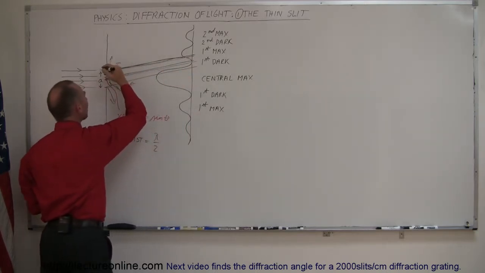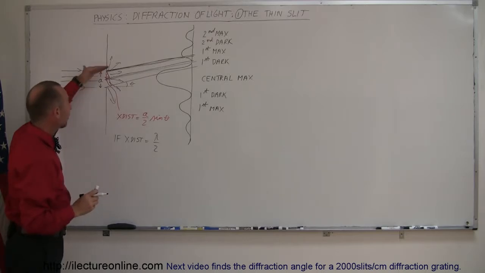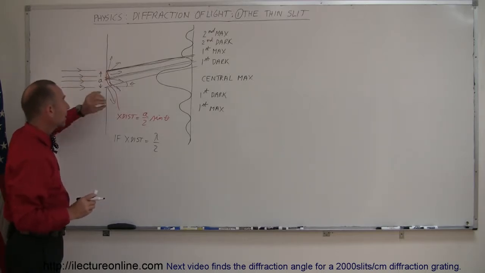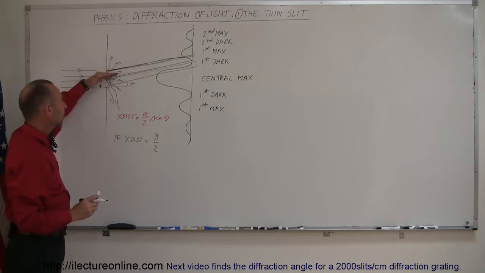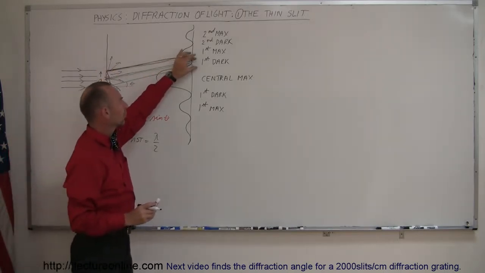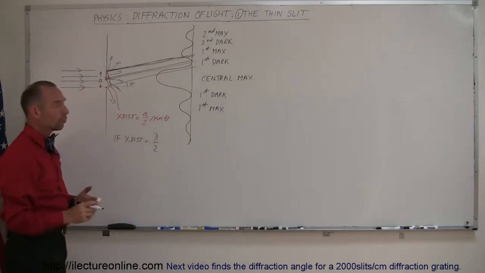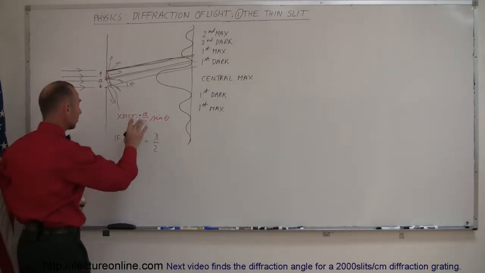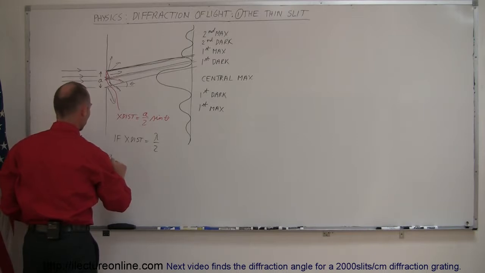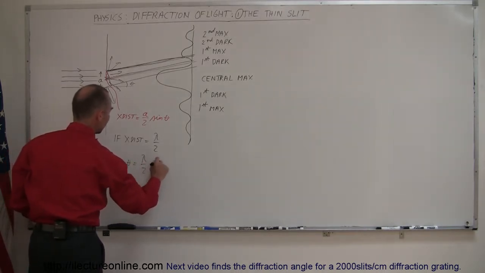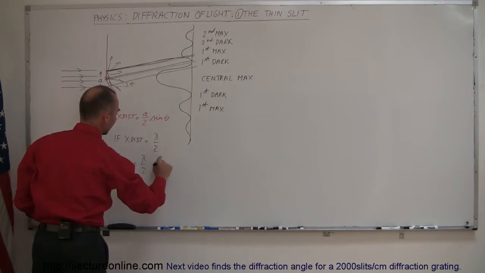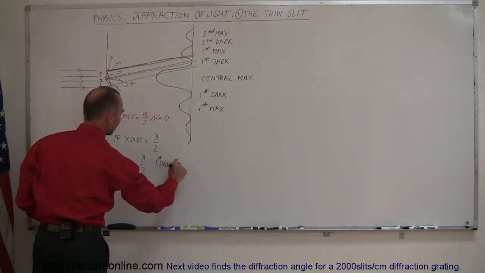You can see that every ray in the top half of the beam has a corresponding ray in the bottom half of the beam that will be exactly half a wavelength out of phase. And so the first half of the beam will completely destructively interfere with the second half of the beam. When you look at the screen over here, you'll see a dark spot. So that's the condition where if a over 2 sine theta equals lambda over 2, you will have the first dark spot on the screen.